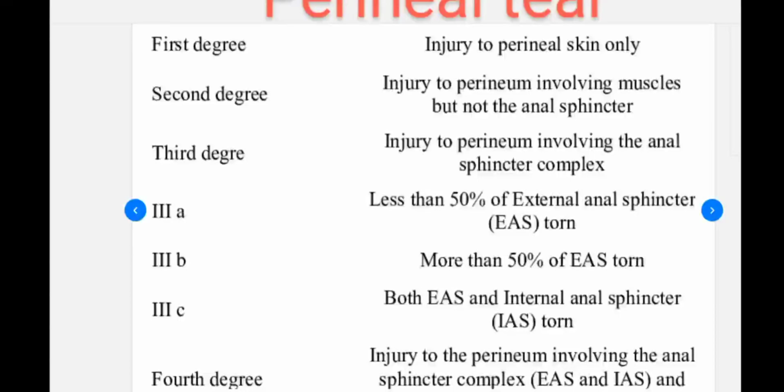Okay, and in third degree, what is there? Skin has been involved, muscle has been involved, and deeper than that the sphincter complex comes, so the anal sphincter complex is involved. Then third degree is further divided into 3A, B, C, depending upon the involvement of the external anal sphincter and internal anal sphincter. In 3A, it is less than 50% of the external anal sphincter thickness, 3B more than 50%, and 3C is both external and internal anal sphincter torn.